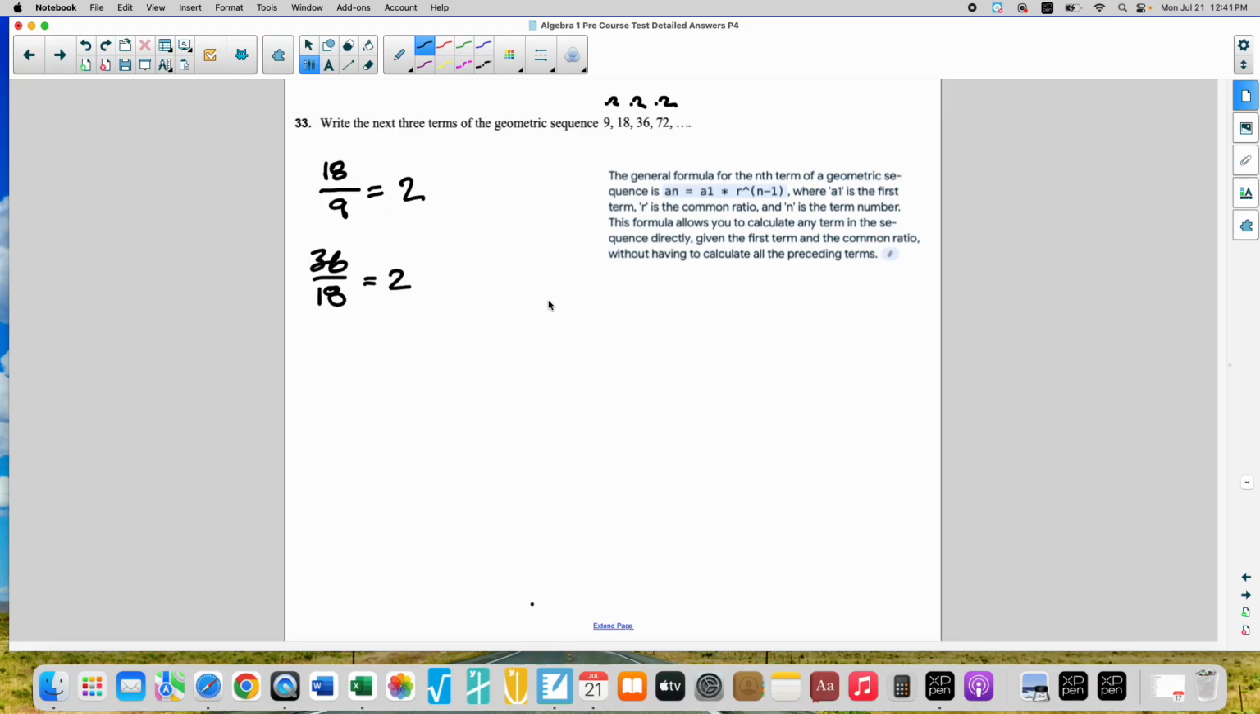72 times 2. So the fifth term is going to be 144. Sixth term is going to be 288. And the seventh term is going to be 576.